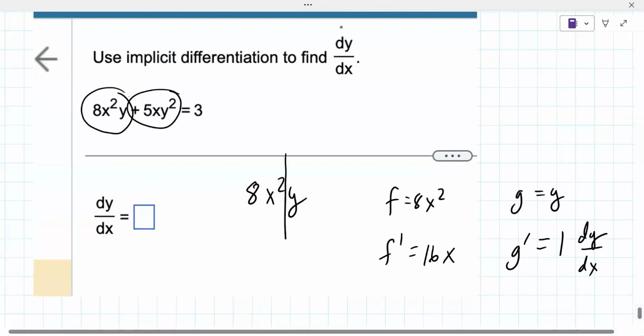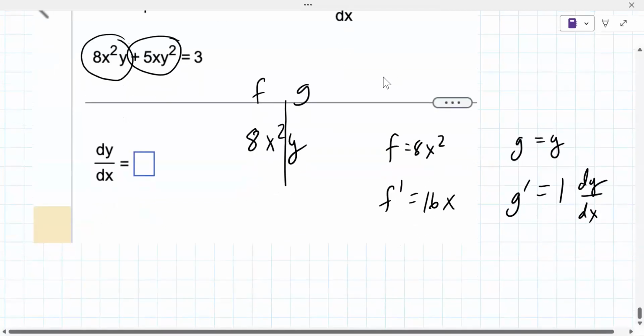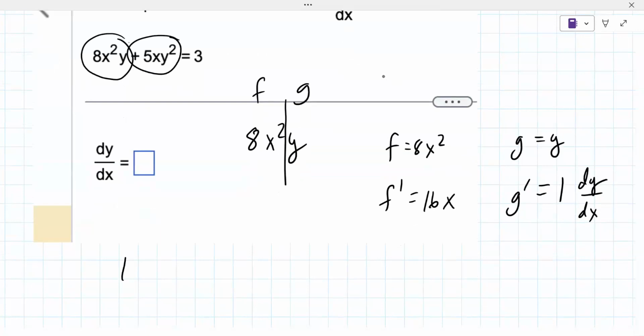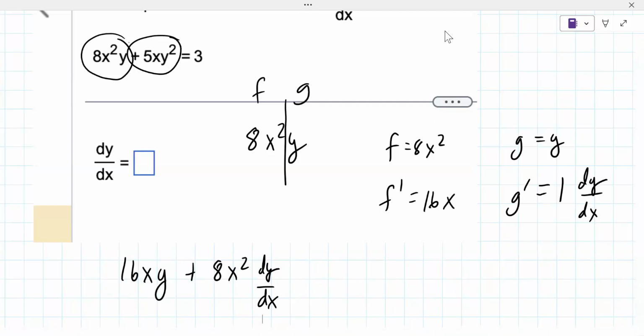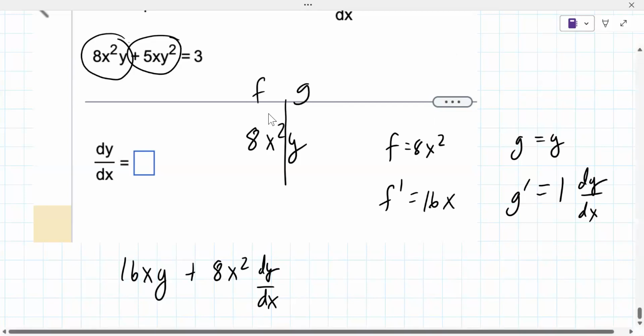So now it's that fg thing. The derivative of that part is 16x times y plus 8x squared dy/dx. Again, you just combine them diagonally. Look that over, see if you have any questions or anything doesn't seem right about that. Yeah, it's just a product rule, right? Yep.